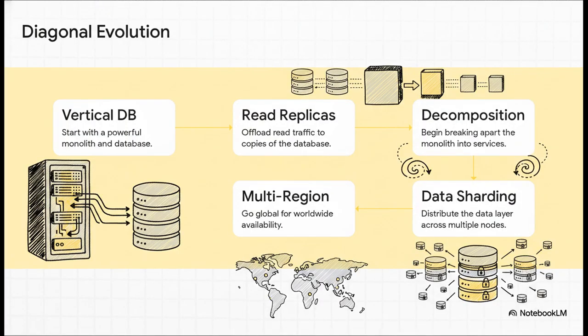You start with one powerful server. The very first horizontal step you take isn't to split the database, no way. It's to add read replicas, which are just copies that can handle some of the traffic. Then maybe you break off a few services, and only much, much later do you take on the hardest problem of all, sharding your database, which means splitting the actual data across multiple machines, and then going global. Each step here deliberately introduces complexity, but only when the business case is absolutely undeniable.